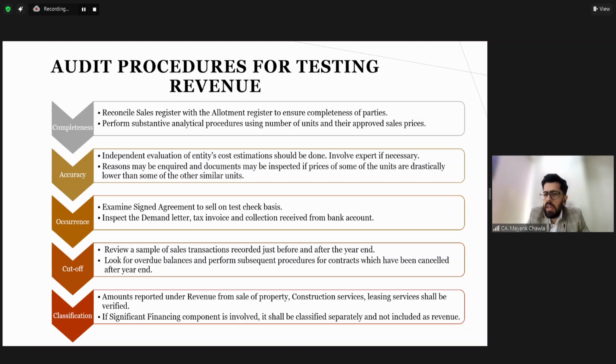Classification, then. Real estate is a very big industry, and it not only has sale of property. One might only engage into construction services. One can build a commercial complex and lease it out as well. So when you have multiple revenues flowing into your profit and loss, then it is very important to classify them properly. That is why classification becomes very important.